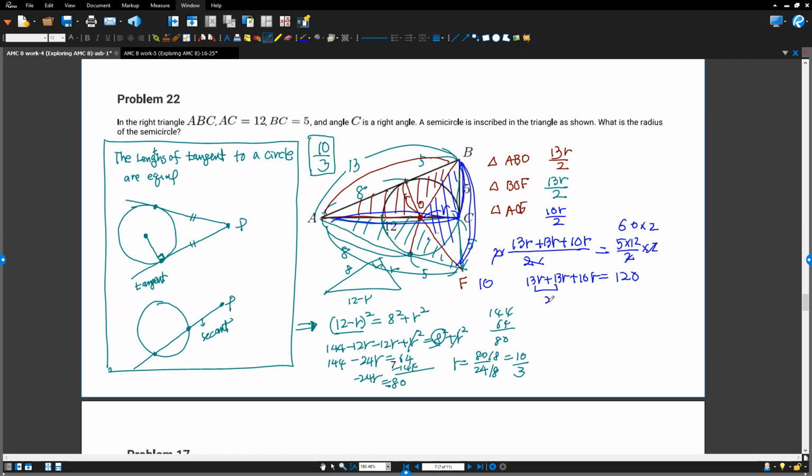This is how much? 26R, another 10R, right? Yeah, 10R. 36R. 36R equals 120. Now you can find the value of R, right? You can divide by 36. Divide by 4 first: 30 over 9, and divided by 3 again, 10 over 3, right?